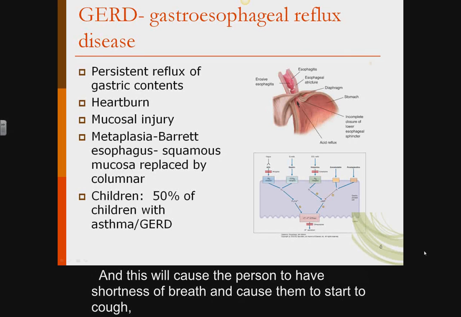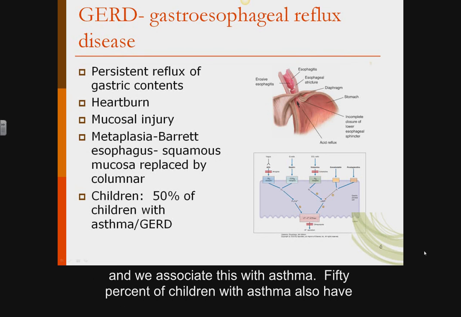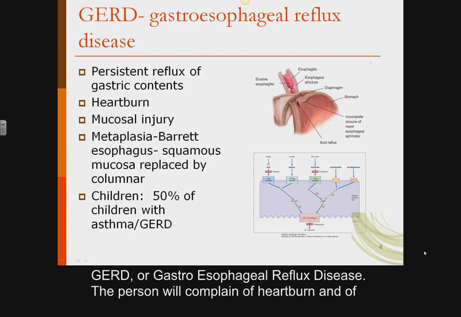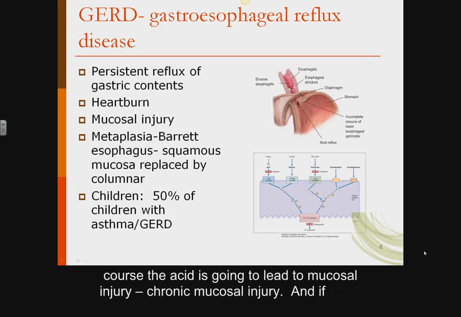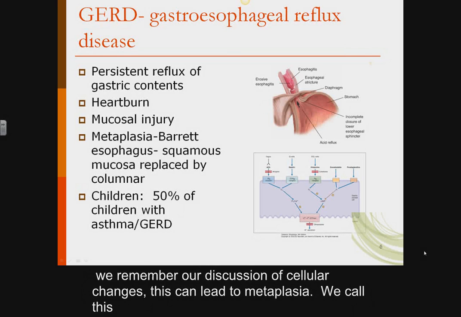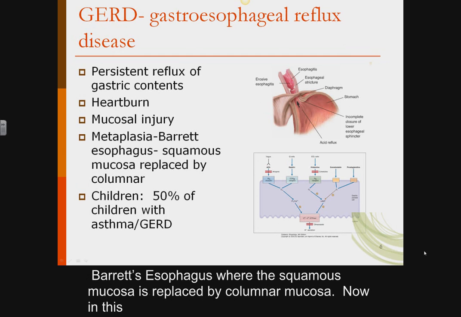This will cause the person to have shortness of breath and cause them to start to cough, and we associate this reflex with asthma. 50% of children with asthma also have GERD. The person will complain of heartburn, and of course the acid is going to lead to mucosal injury, chronic mucosal injury. And if we remember our discussion of cellular changes, this can lead to metaplasia. We call this Barrett's esophagus, where the squamous mucosa is replaced by columnar mucosa.